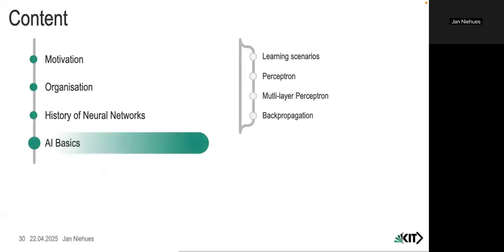Good. So this was a short, brief walk through the history of AI, or the history of neural networks, better. And then for the second part of today, I will talk about a bit of AI basics. And then you see some learning scenarios. We talked already about, mentioned supervised and semi-supervised learning and so on. Then we look at the perceptron, the multi-layer perceptron, and then especially at backpropagation. Do you have any questions about that?